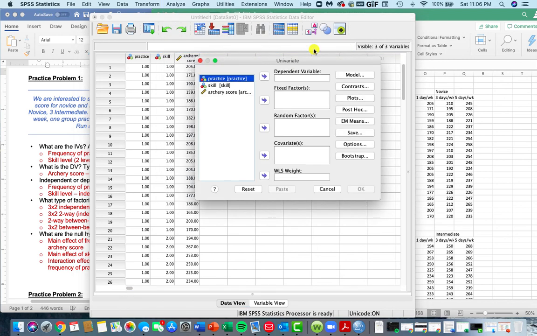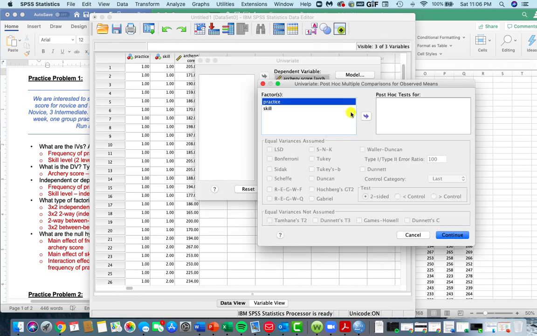Okay. So you can see there's a dependent variable box. That's pretty obvious. Archery score is going to go in there. And then our fixed factors are basically our independent variables. So we'll put practice and skill in that box. And then because we have 2 between subject factors, we need to run post hocs for both practice and skill. And similar to before, we'll use a Tukey's post hoc test.